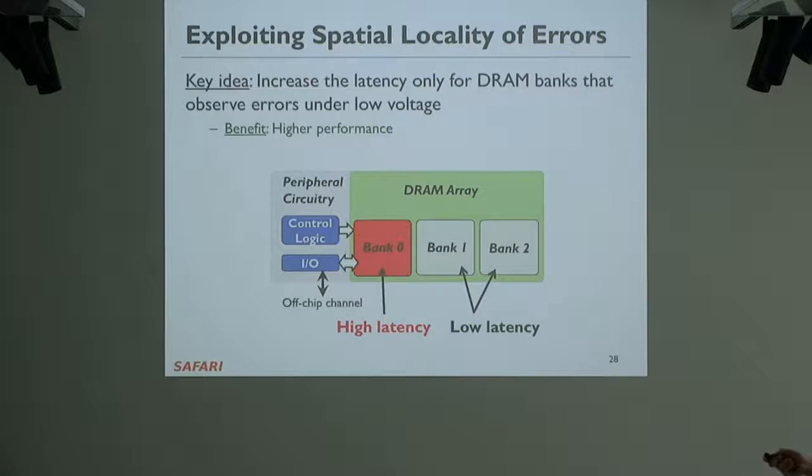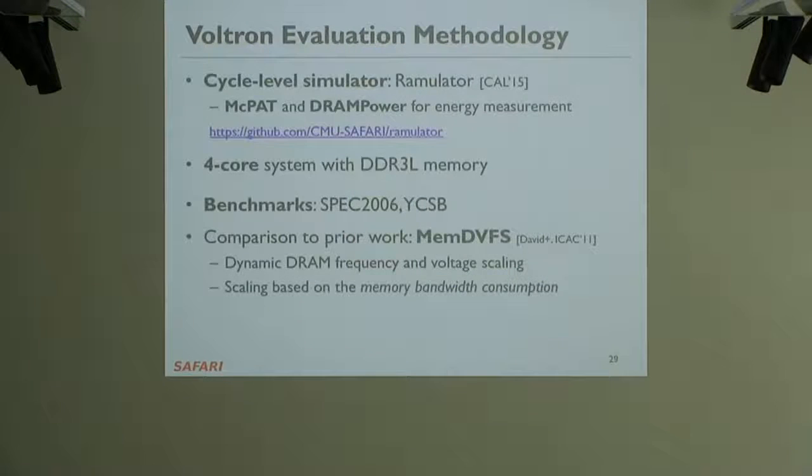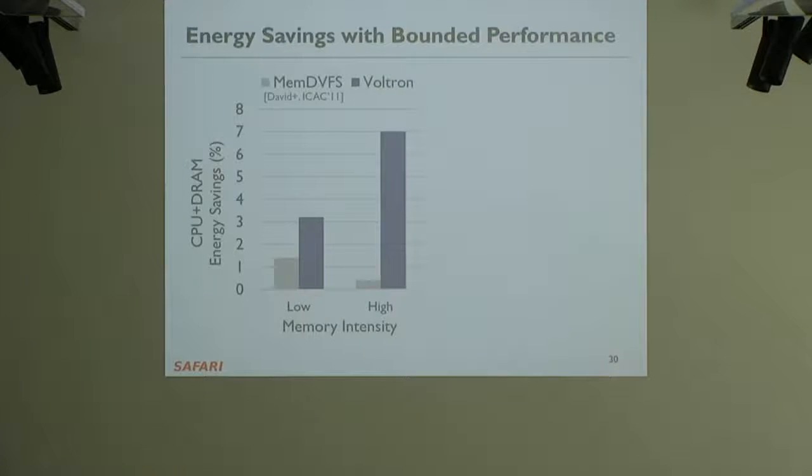Okay, the benefit is now you get higher performance because these banks can still operate at low latency because they don't see errors at the voltage level. But this bank needs to operate at high latency because it sees errors at that voltage level. So we evaluated this with a bunch of workloads and also simulators. You can find the simulator, as we discuss, Ramulator later. And we compared to our prior work. And these are the results.